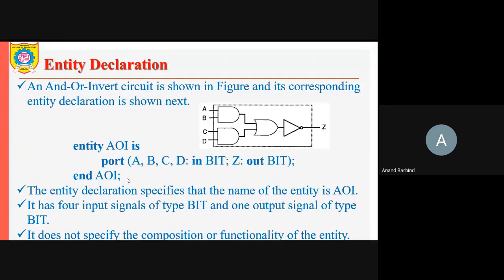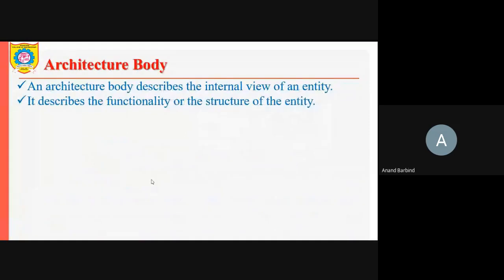So the entity statement is only going to show the interface, or what are the inputs and outputs of this circuit, but it is not going to specify the functionality. The functionality can be specified by another block, and that is nothing but the architecture body. An architecture body describes the internal view of the entity, or it describes the functionality or structure of the entity. So that is how that particular entity works.